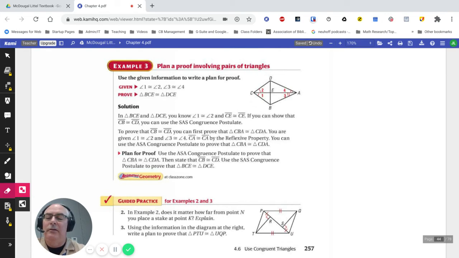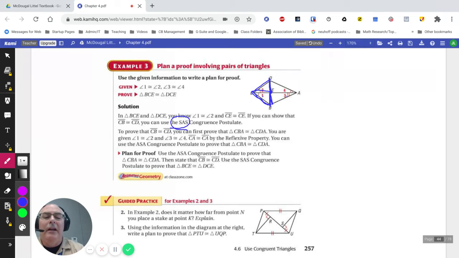First of all, I know that we've got sides, angle, side, if I can show that CB equals CD. Because I know, since these angles are equal, that those two are going to be equal. And so what I'm looking to do is say side, angle, side.